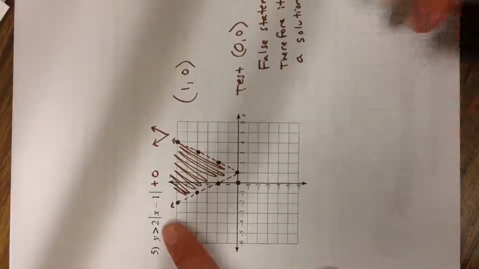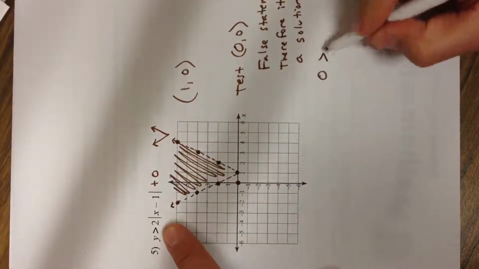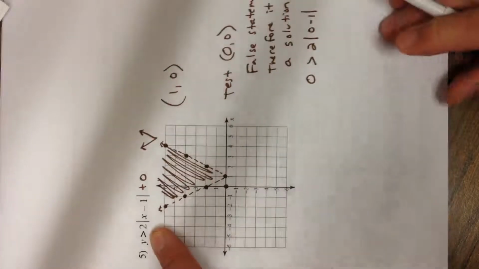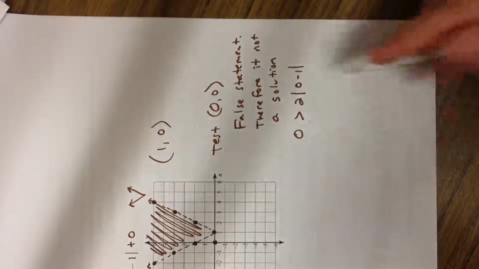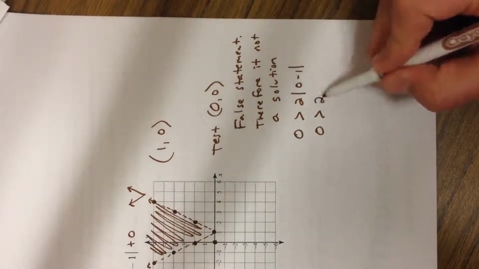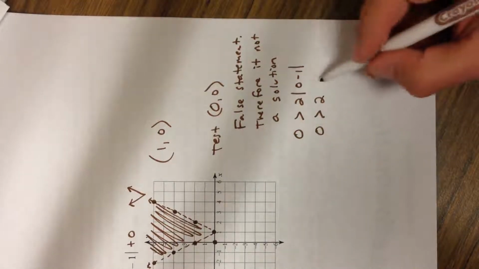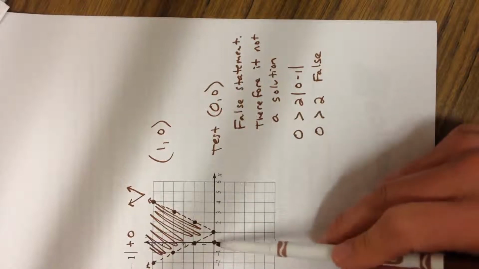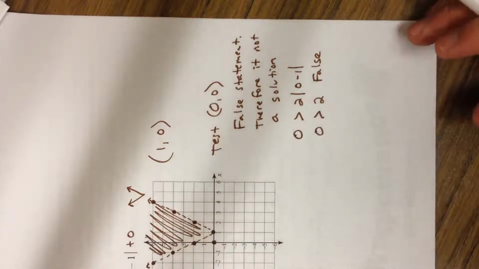Just plug it in real quick. 0 is greater than 2 times the absolute value of 0 minus 1. So I'm testing it here. I get 0 is greater than, this is 2 times 1. 0 is obviously not greater than 2. So I've proved that that is not a solution, so the other solutions are going to be away from that.